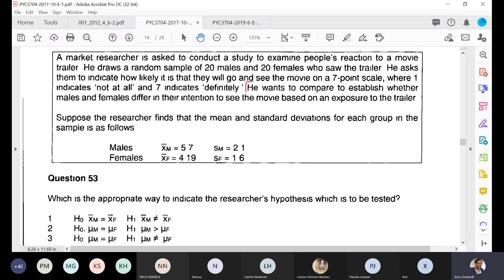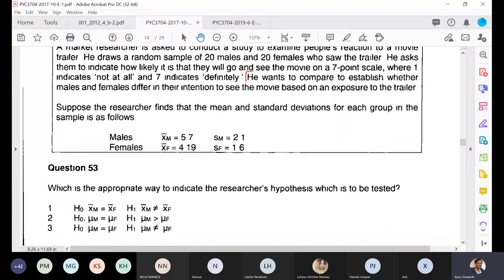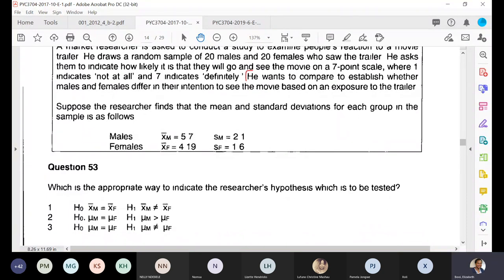He wants to establish whether males and females differ in their intention. So they never mentioned anything about the opinions of men being more than females, or the opinions of females being less than males, or things like that. There is nothing like that. So what is it that we want to test here? When we do a hypothesis test, what will be the statements that we need to conduct? The null hypothesis will state.